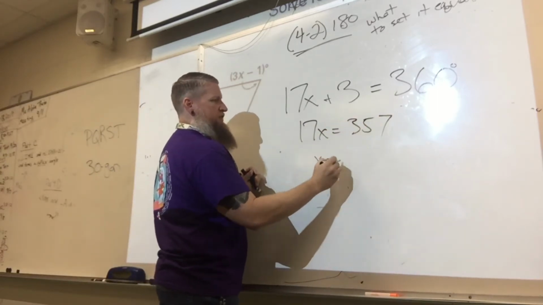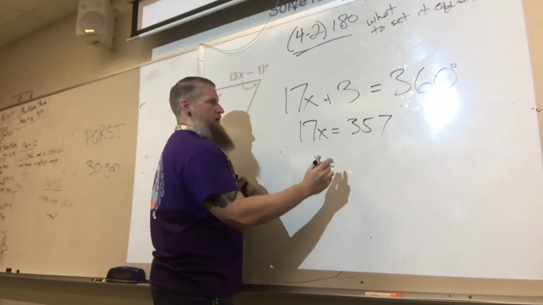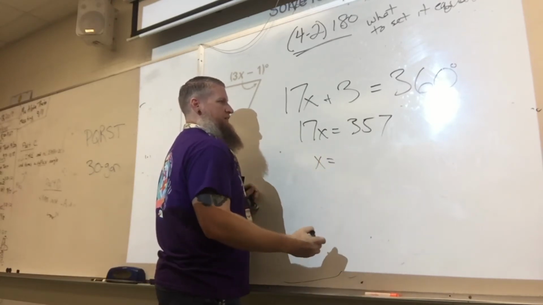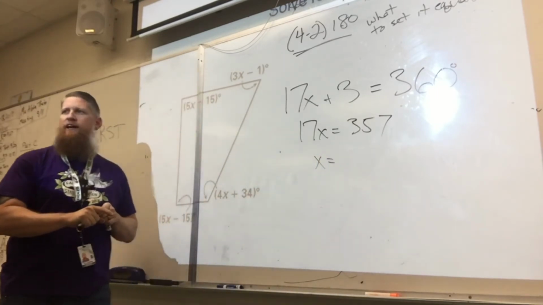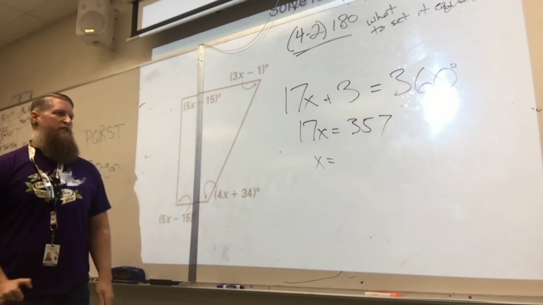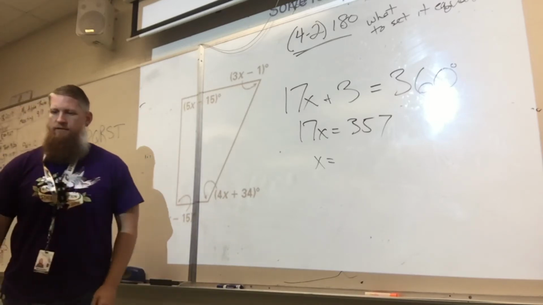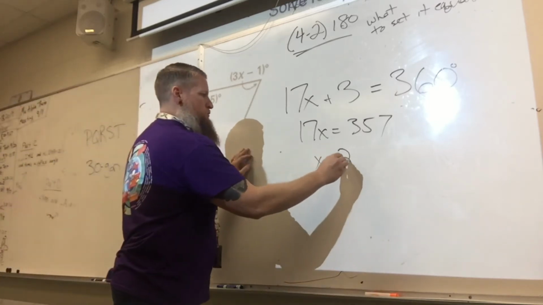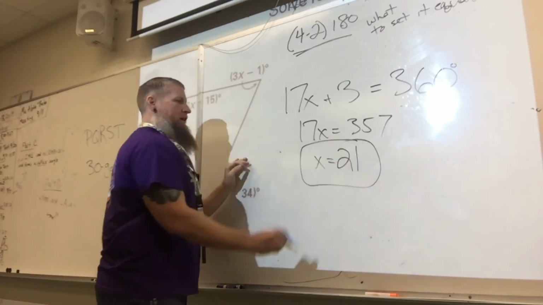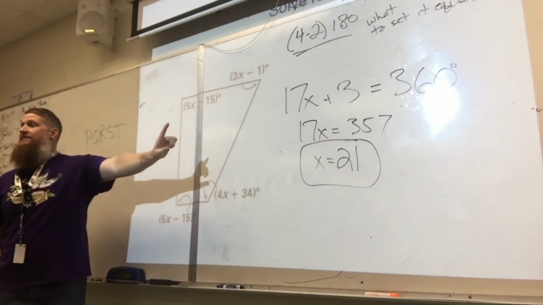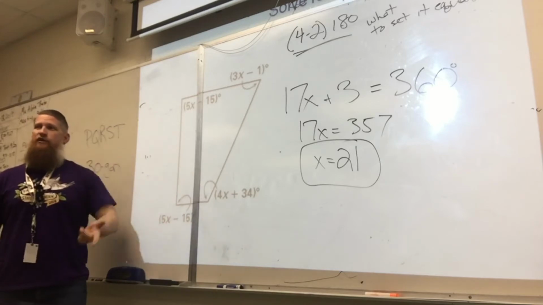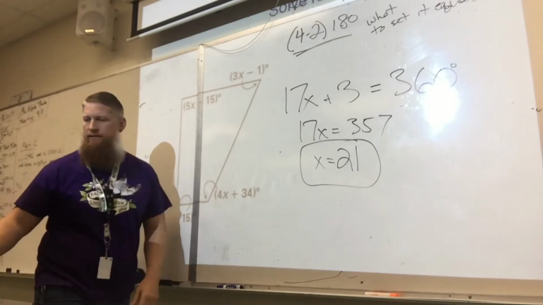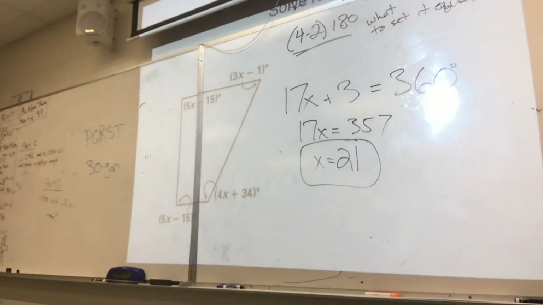What's 357 divided by 17? Just get a calculator and do that real quick. 357 divided by 17. Now I could take that and say, what's the measure of each angle, meaning plug it back in. But it doesn't say that, so we don't need that.